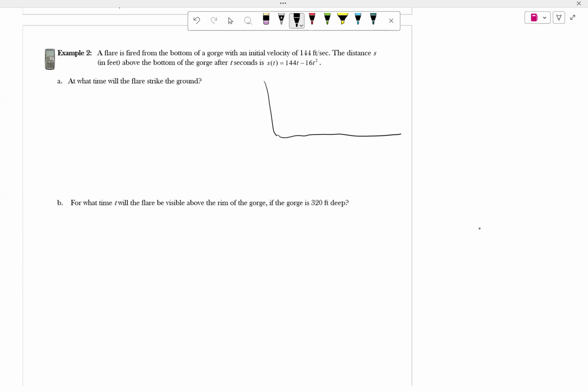Would you please show me what this function looks like? You don't need your graphing calculator for this. You just need your hand. We know that it's a parabola that's opening downwards. So we're just going to be analyzing this parabola. It fires from the bottom of the gorge. So I think that we're going to have to input this in our calculators.